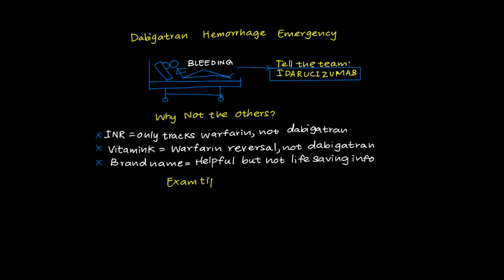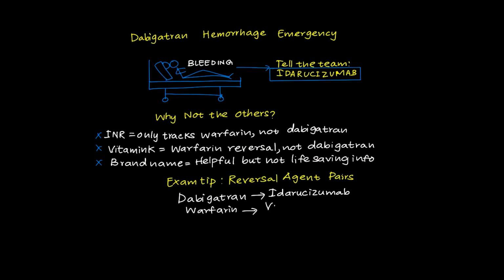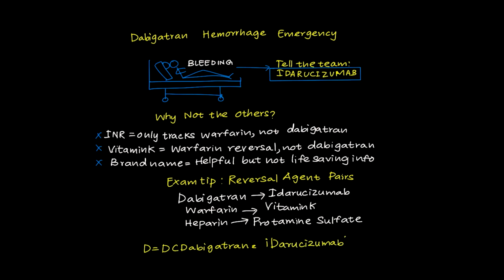Here's a WGU D455 exam tip for you. Know your reversal agent pairs cold. Dabigatran gets idarucizumab, warfarin gets vitamin K, heparin gets protamine sulfate. These show up repeatedly. Quick recall hook: dabigatran reversal equals idarucizumab. Both start with D.